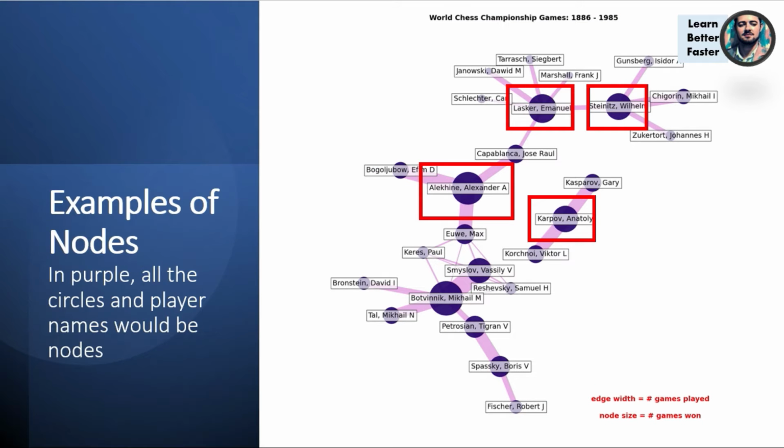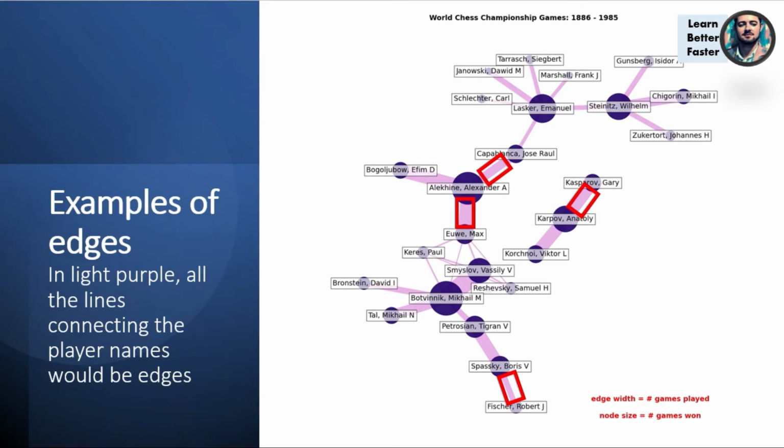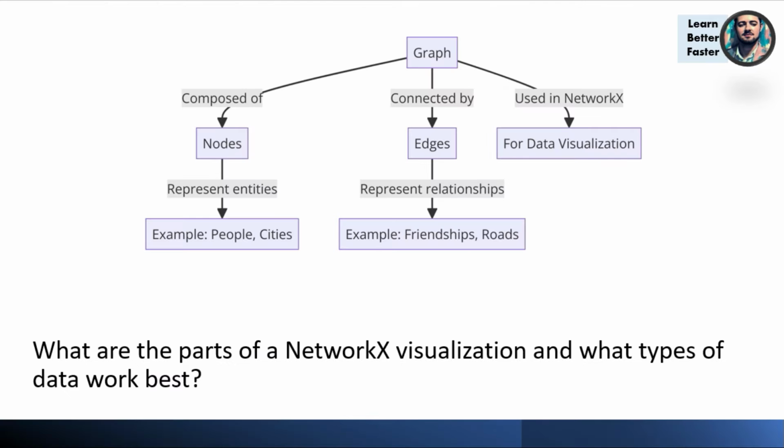And just to highlight that visually, here are some red boxes around examples of nodes. There's a bunch of other ones here, but these are just pinpointing some of the nodes. And right here, these would be the edges, and we'll talk about these again later. The various parts of a NetworkX visualization, we just touched on edges and nodes, but we'll talk a little bit more about how those work.